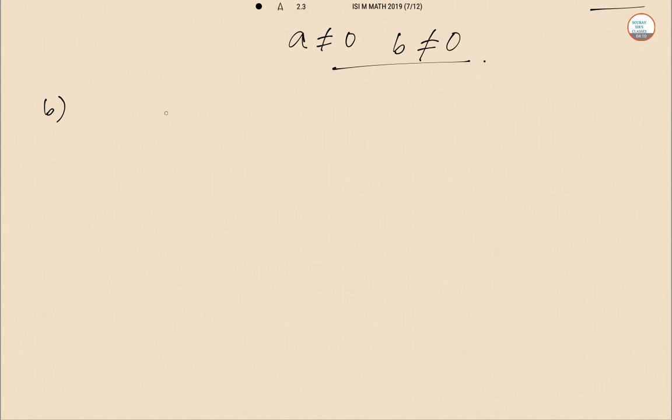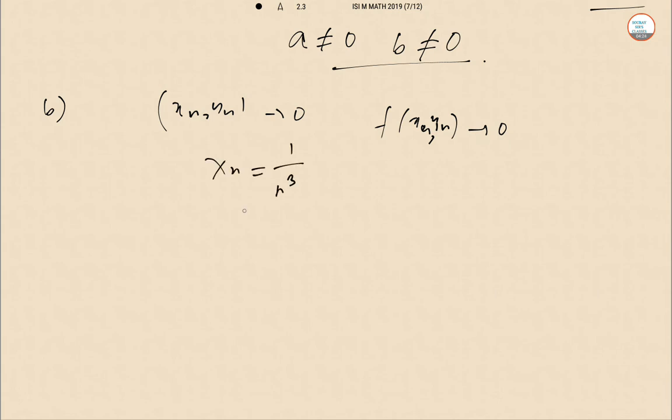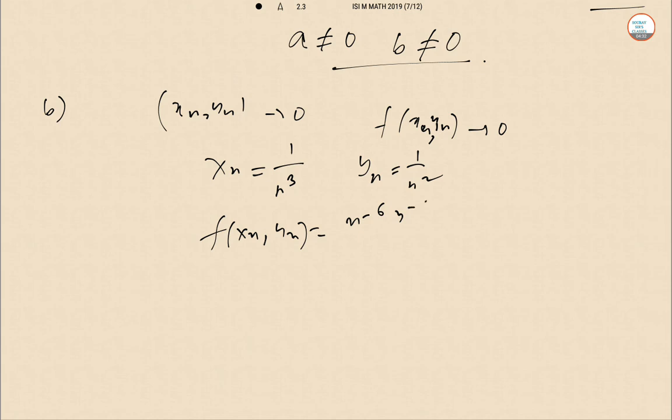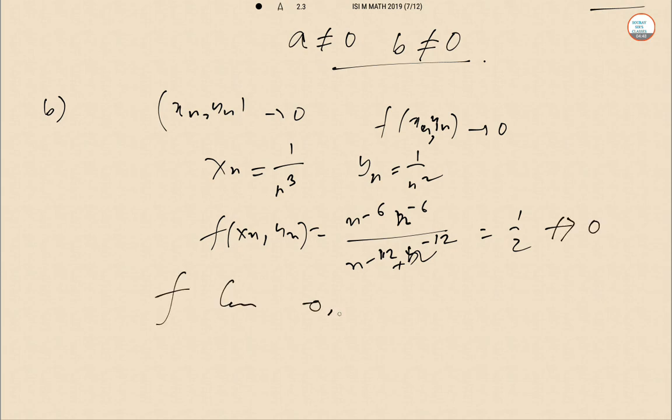So f is continuous at (0, 0). So for every sequence, if we take (xn, yn) tends to 0, so now we have f of xn and yn tends to 0. So let xn equal to 1 by n cube and yn equal to 1 by n square. So f of (xn, yn) what we can write? n to the power minus 6 over n to the power minus 12. So it does not tend to 0. So f is continuous at (0, 0).